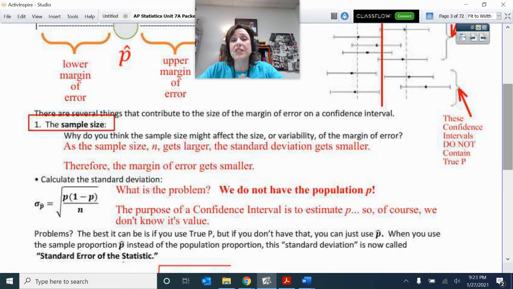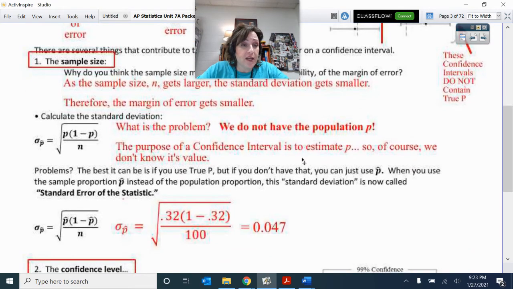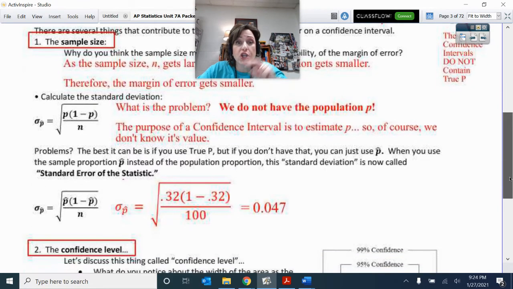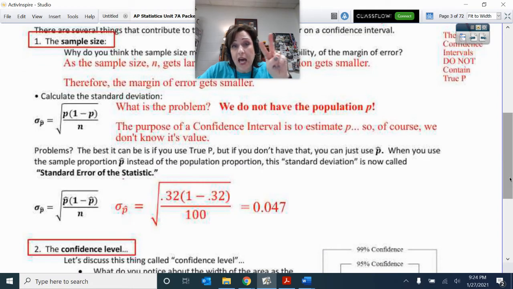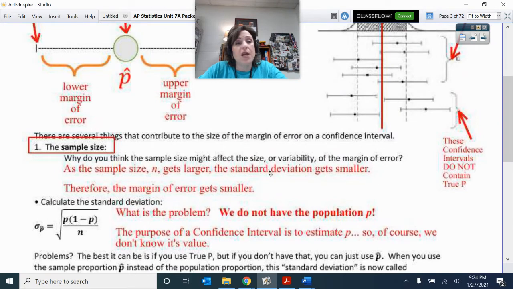Okay, so let's talk about what makes this margin of error. What is making this range of plausible values? So there are a couple of things that will contribute to the size of that margin of error. Sample size is one of them. And then this other thing called the confidence level, you can see down there at the bottom, confidence level. So those are two things that will make up that little whisker, that margin of error that goes on either side of your p hat. Okay? All right, so let's talk about it.